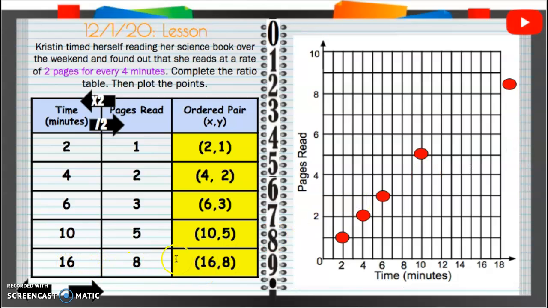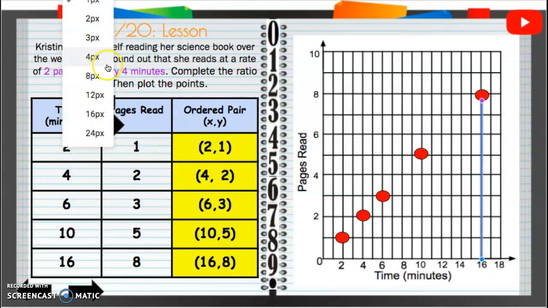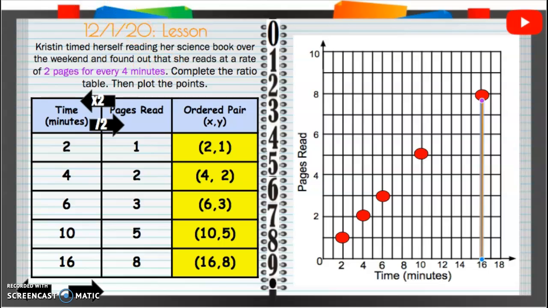Then we have 16 and then 8. Over 16, up to that 8. There we go. And this one, I know it was kind of tricky. So I'm going to make sure that we are at that 16 there. Yes, perfect, we are. You do not have to put this line if you don't want to. Then I'm just going to double check that we are at that 8. Perfect. Awesome. So that's one way that you can check it too.